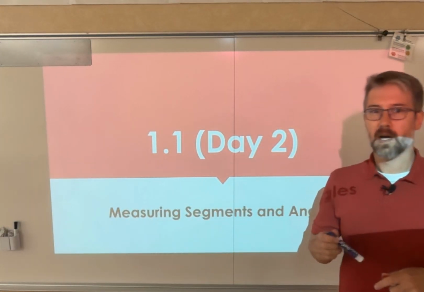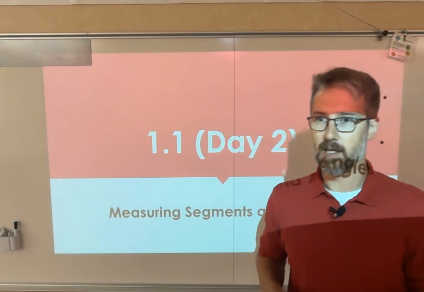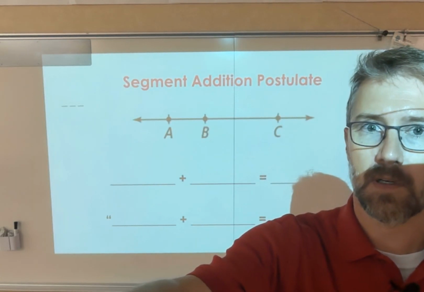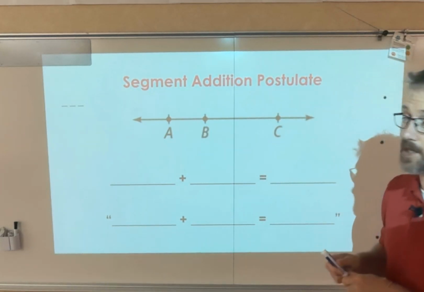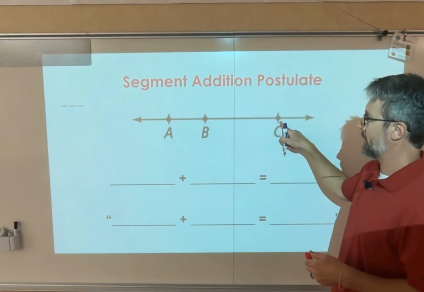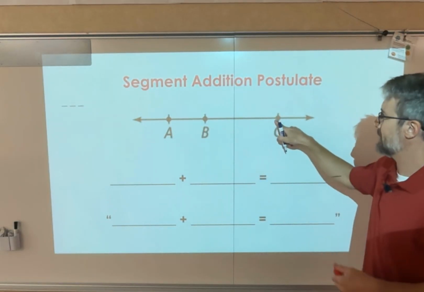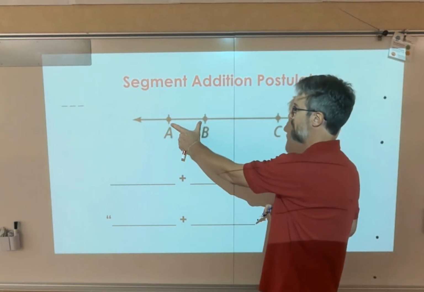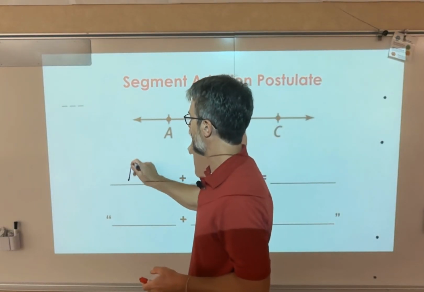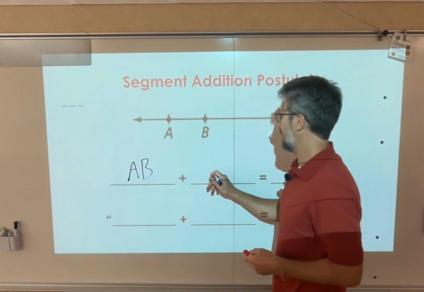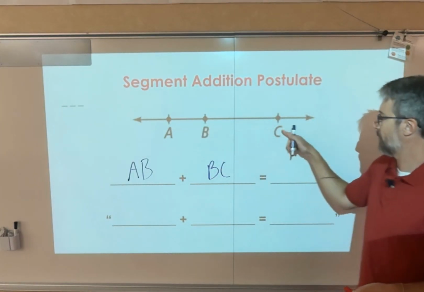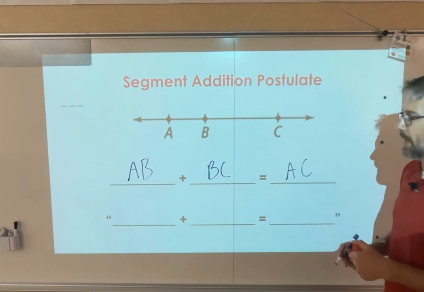This is going to be on the segment addition postulate. All right, so what the segment addition postulate says is this: if I have this segment, so I'm talking about from A to C, it's made up of two parts. It's AB and BC. And so if I add the length of AB and the length of BC together, what I should have is the total length from A to C, right?